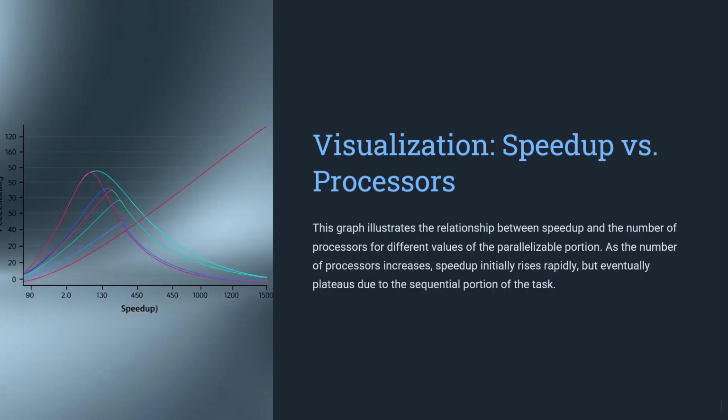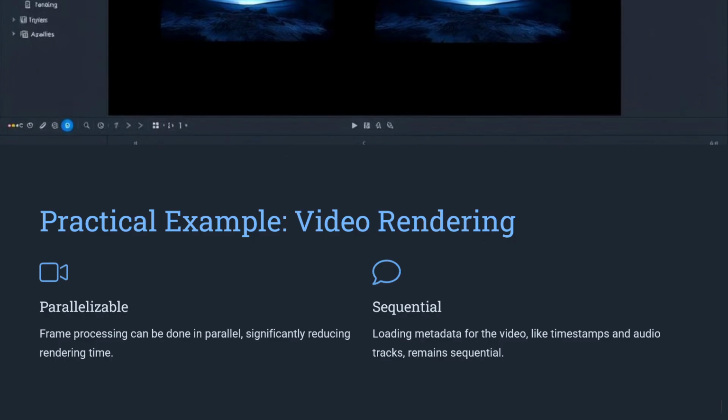The next one is the visualization: speedup versus the processors. This graph illustrates the relationship between speedup and the number of processors for different values of the parallelizable portion. As the number of processors increases, speedup initially rises rapidly, but eventually plateaus due to the sequential portion of the task. Then we will see a practical example: video rendering, where rendering is the main part, and parallel as well.